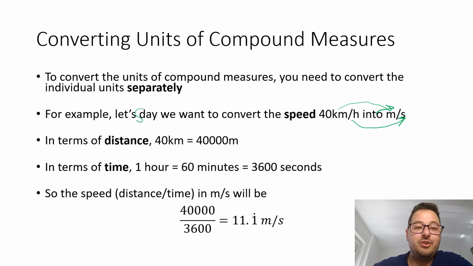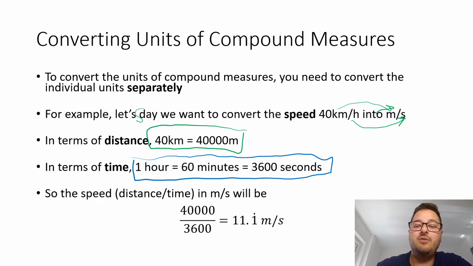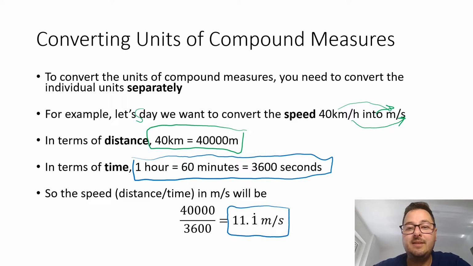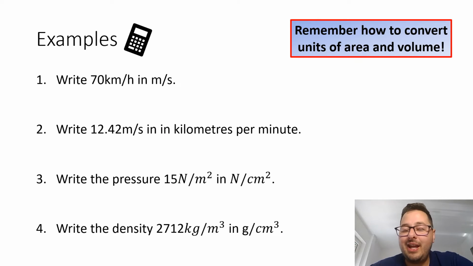So if we just do these conversions, in terms of distance, we've got that 40 kilometers is 40,000 meters. And in terms of time, we've got that 1 hour is 60 minutes and 60 minutes is 3,600 seconds. So our speed, which is distance over time, is going to be 40,000 divided by 3,600, which is going to be 11.1 recurring meters per second. So all we're doing is changing each unit individually and then putting it back into the formula to figure out what it is.